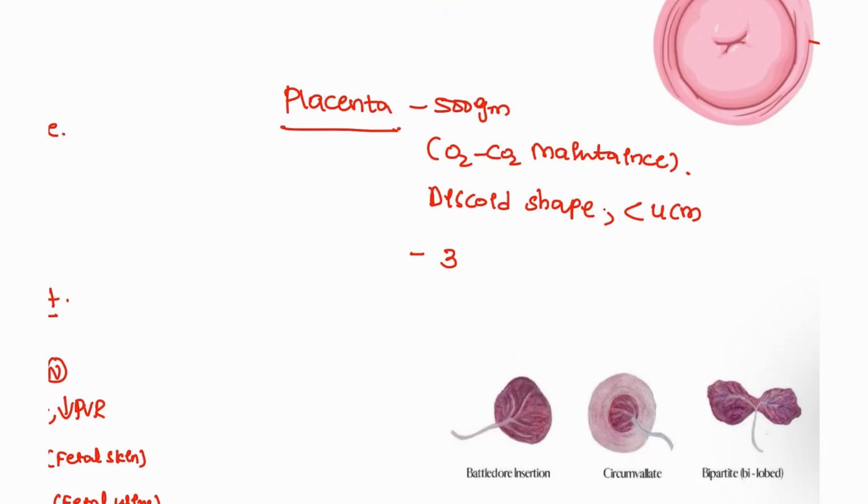Next, how many vessels is the placenta going to attach? 3 vessels. What are those? 2 arteries, left and right, and only 1 vein. Only 1 vein is present, on the left side. What are the hormones associated? The hCG hormone is going to be present here.